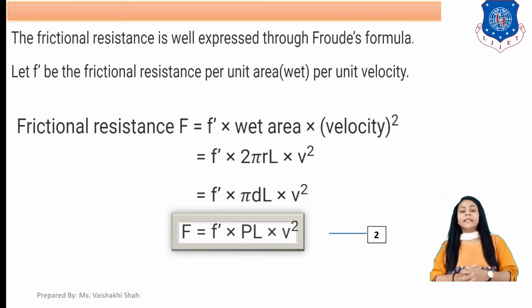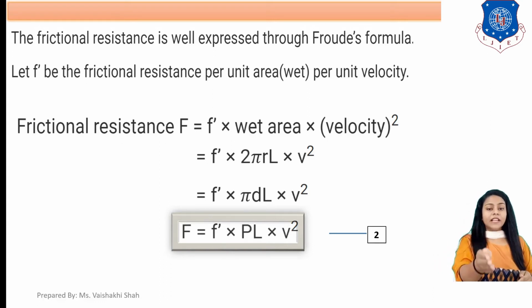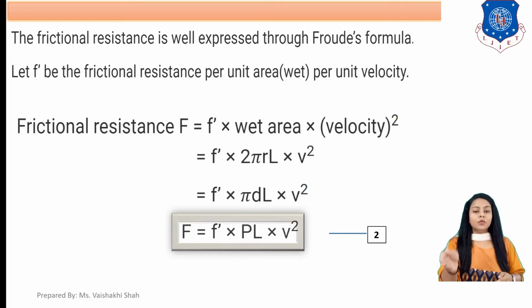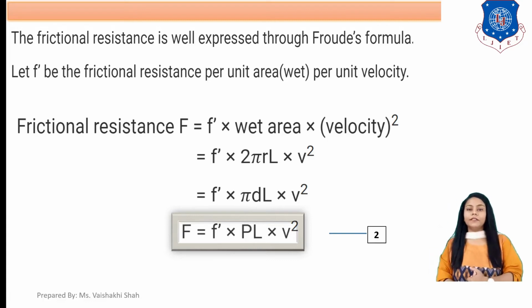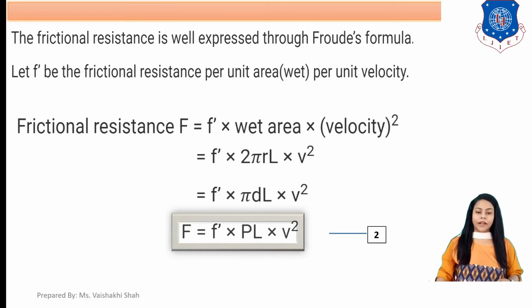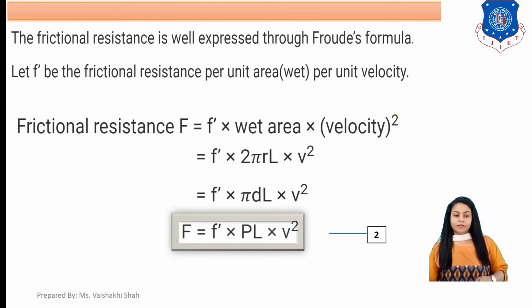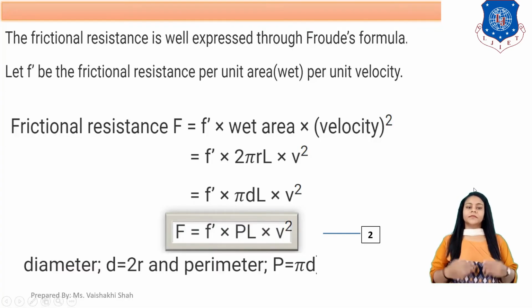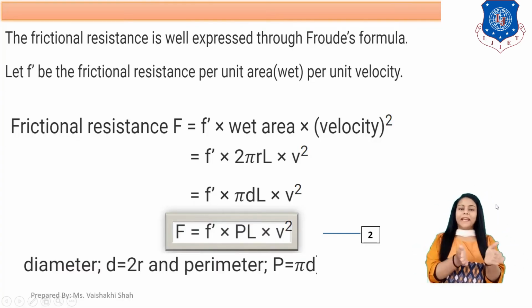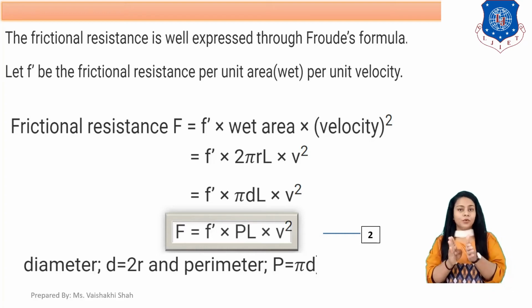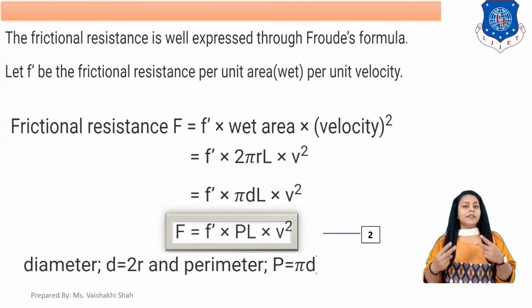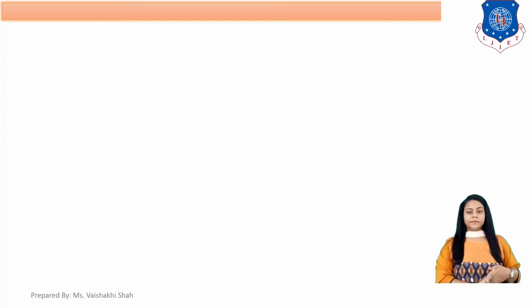Now, as we know, 2r equals D. So your final equation is F equals F dash into pi into D into L into V square. Now D equals 2r and perimeter P equals pi into D. So you simply replace that term and your equation becomes F equals F dash into P into L into V square. That is your equation number 2.